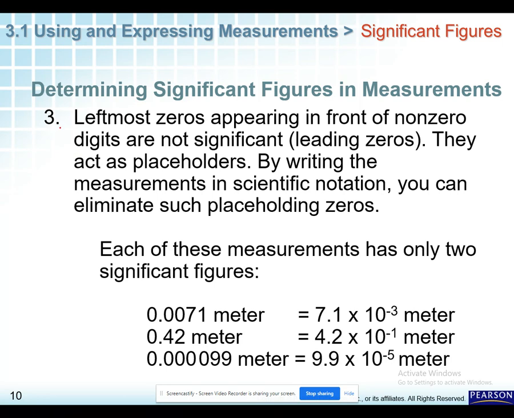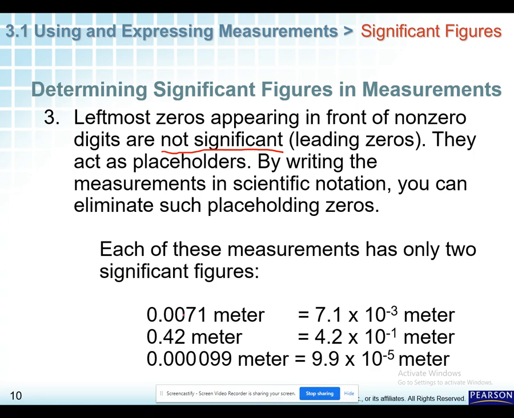The third rule: the leftmost zeros appearing in front of non-zero digits are not significant. I often call them leading zeros because they're in the front. It doesn't matter where the decimal place is at all. If they're in the front, they're acting as placeholders. So when we actually write things in scientific notation, most of you realize that you can just get rid of those beginning zeros, and that's because they are insignificant.